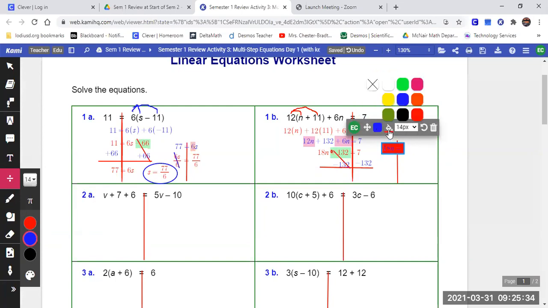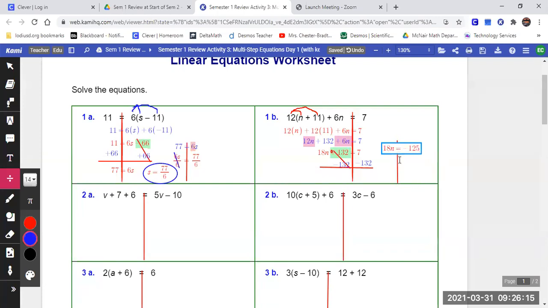Negative what? So 132 minus 7 is what we're thinking about. 132 minus 7. A negative 125.